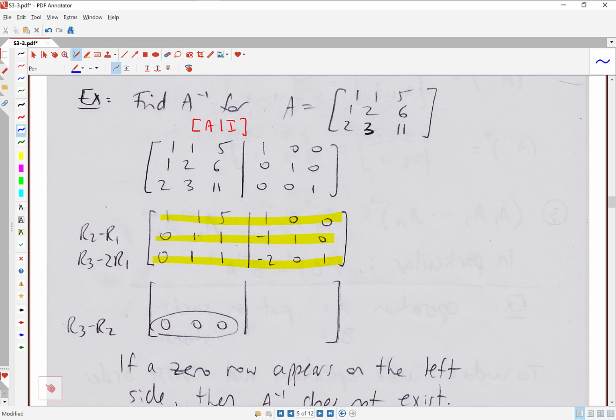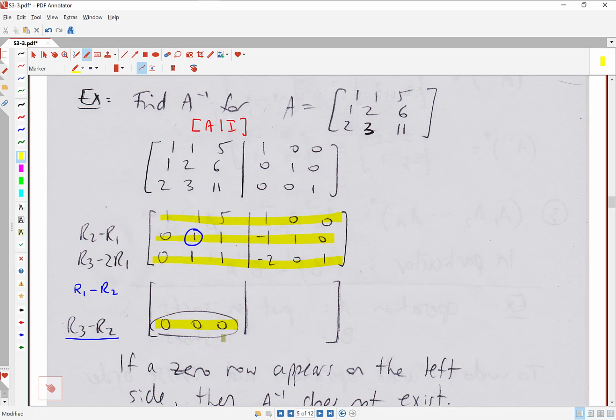Then we would move down and to the right. This guy would be our pivot for the next step, and we would think about doing some elimination in that second column. So we do things like row 1 minus row 2, and also row 3 minus row 2. Now, if we just focus on the row 3 minus row 2, that part is interesting because what happens is we get a 0 row on the left side.